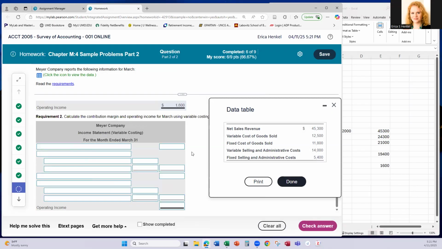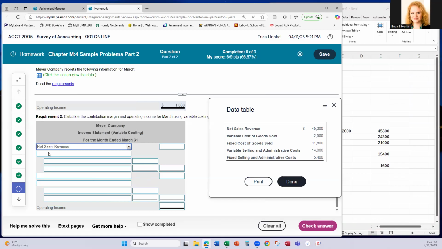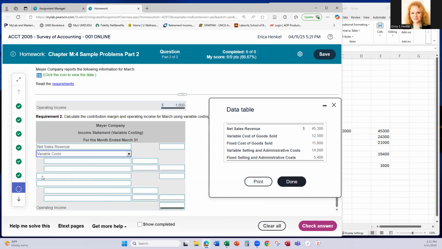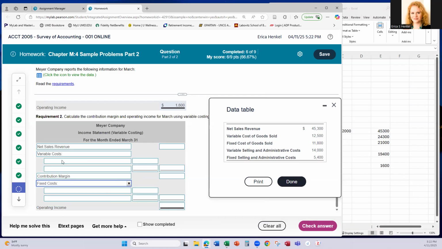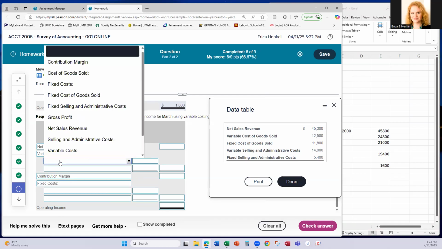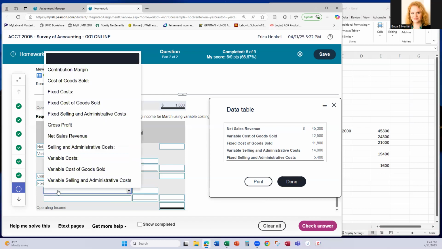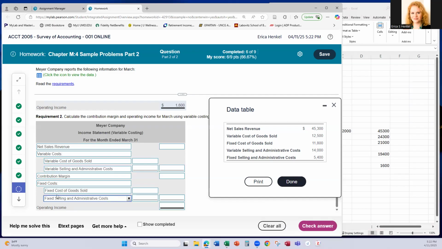Now, on the other side, they're asking us to put together a contribution margin income statement. So under the contribution margin income statement, we also start with net sales revenue, but then we subtract out all of our variable costs up here to arrive at our contribution margin. And then we subtract all of our fixed costs to arrive at our operating income. So we're going to have variable cost of goods sold and variable selling and administrative costs up here. Down here under fixed costs, we're going to have fixed cost of goods sold and fixed selling and administrative costs.